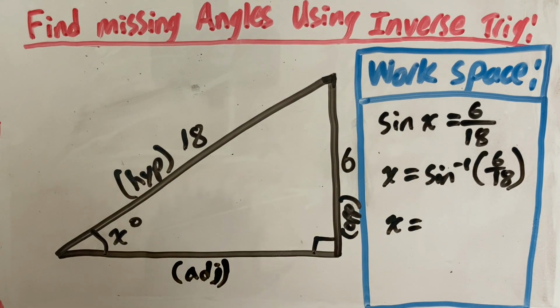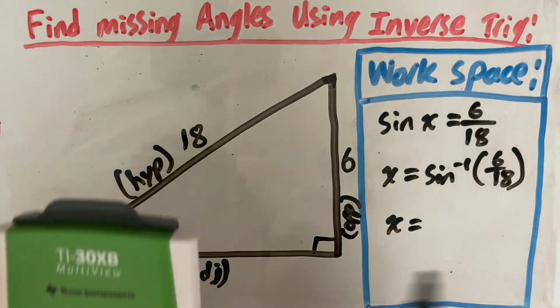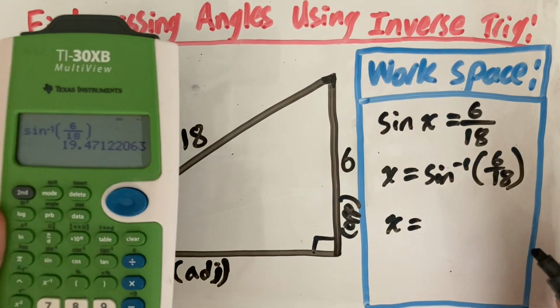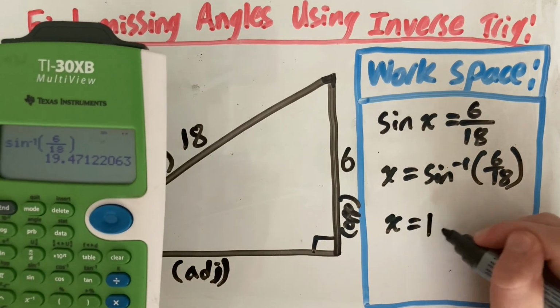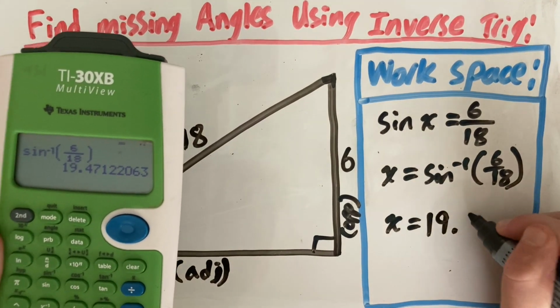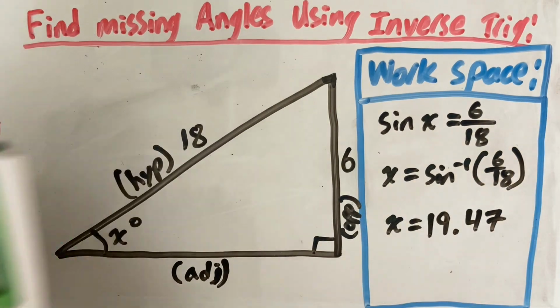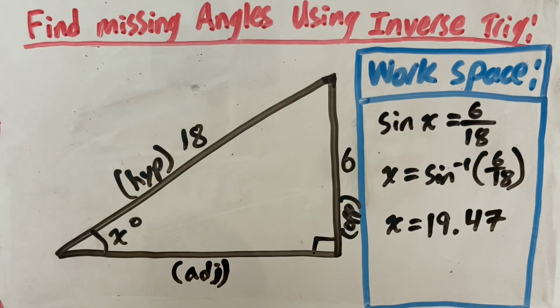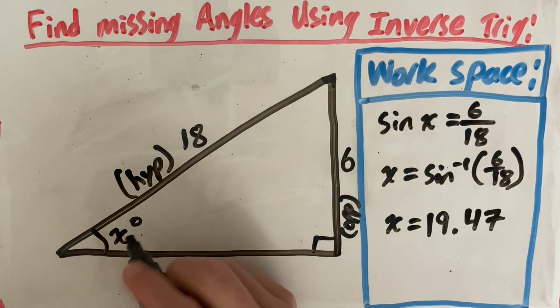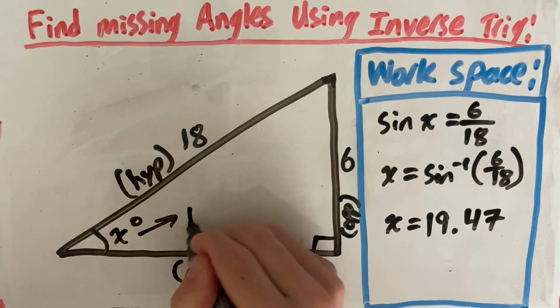So x is equal to 19.47. Also make sure your calculator is set to degrees, not radians. So we have found our missing angle of x to be 19.47 degrees, rounded to 2 decimal places.